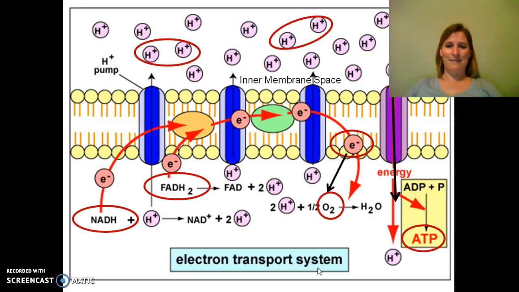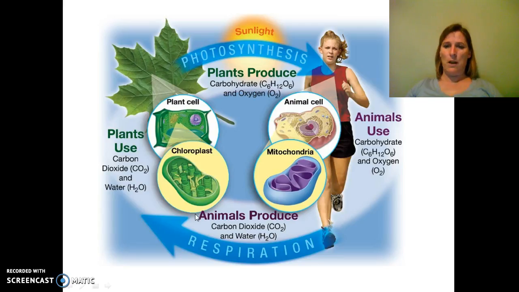Magic. All right, so where did we get those electrons, and where are those electrons going to end up? They're going to end up joining in with oxygen and hydrogen to make water as one of our byproducts. There we are. Hydrogen plus the oxygen is water.